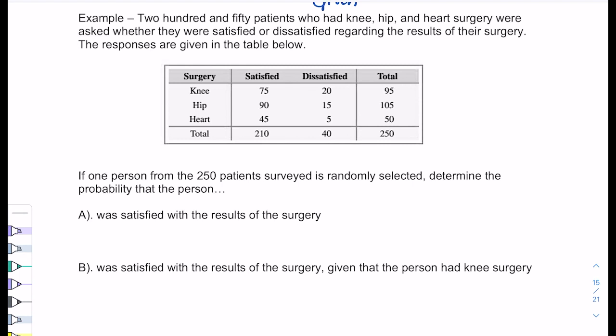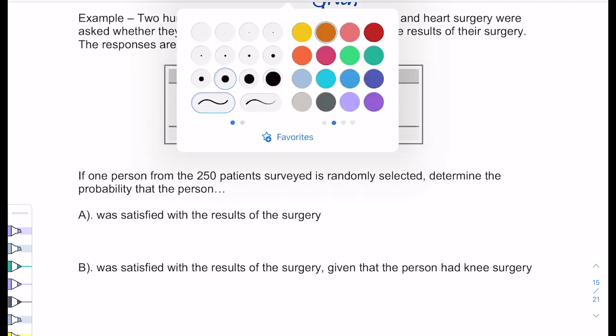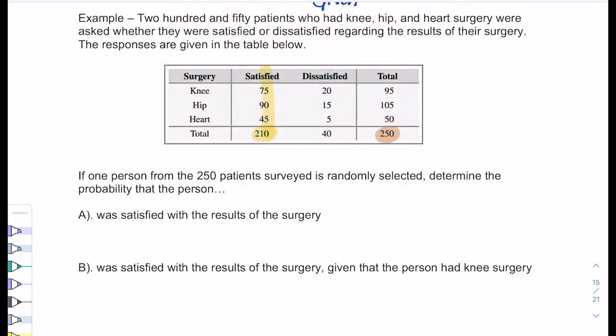Okay, so let's look at this. I want to know what's the probability that someone was satisfied. So I'm going to find the satisfied column and go down and look at the total, which is 210. Okay, that's 210 out of how many total patients? Because not all of them were satisfied. So it's 210 over 250 patients total. So the probability here would be 210 over 250.